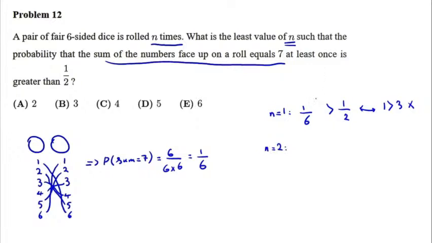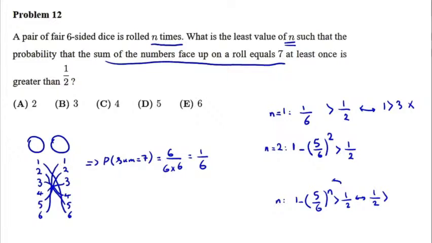For n equals 2, we want to see at least once that the sum is 7. So you can say 1 minus the bad cases. You don't see 7: the probability is 5 over 6 squared. 1 minus the case that you don't see a sum of 7. So for all cases, the probability is 5 over 6 times 5 over 6. We want to see, is it greater than 1 over 2? Let's consider general n: it will be 1 minus 5 over 6 to the power of n greater than 1/2, which is equivalent to 1/2 being greater than 5 over 6 to the power of n. You take this to the left hand side, this to the right hand side.